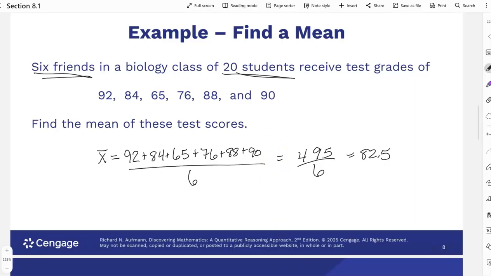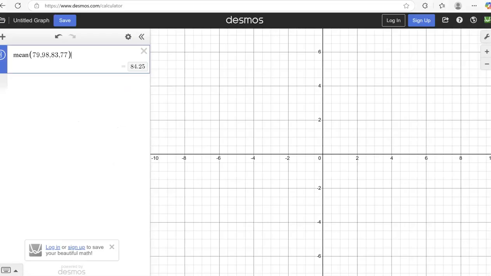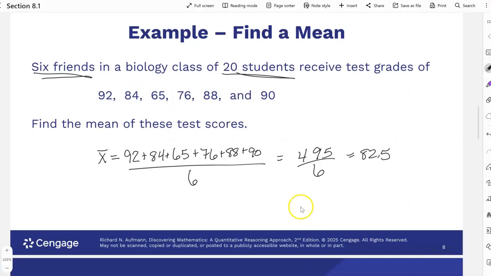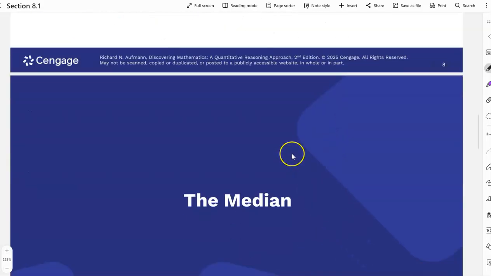We could also do this in Desmos. We would say mean, parentheses, and then we would just list the test scores. Make sure you separate them with a comma. And you can see how it's given us our mean average, or mean there, which is our average. That's what most people think about when they think about average.